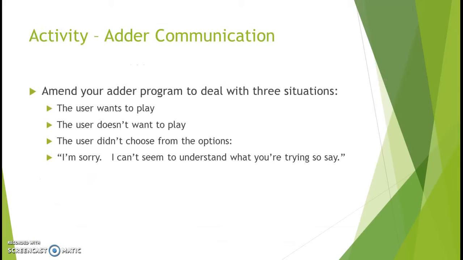Alright, so to your adder, you can change your program again and deal with the three situations. The user wants to play, the user doesn't want to play, and the user didn't choose from the options you wanted. For example, really the most logical problem you could see is if the user typed a small y instead of a large Y and you expected a capital Y. You can't anticipate, though, every possible different approach the user could take. When your program doesn't see something it can interpret, well, you can just output to the user, I'm sorry, I can't seem to understand what you're trying to say.